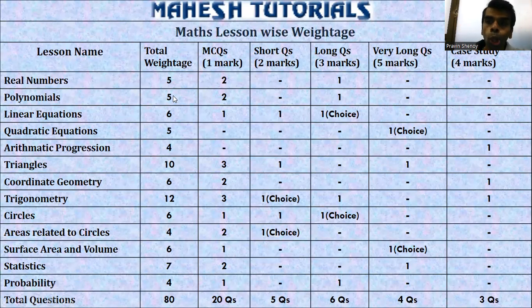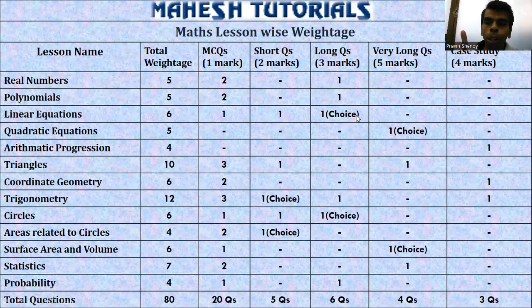Similarly, when it comes to the polynomials chapter, again the weightage is 5 marks, 2 MCQs and 1 3-mark question from this chapter. Going ahead, the next chapter over here is linear equation. The weightage for this particular chapter is 6 marks. And for this 6 marks, what you can expect in the board examination is 1 MCQ of 1 mark, 1 2-mark question and 1 3-mark question.